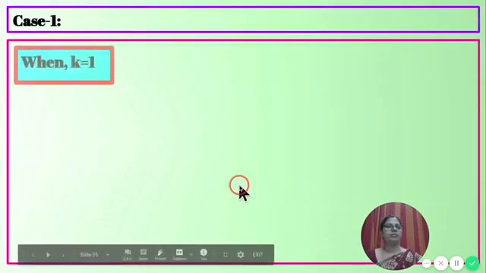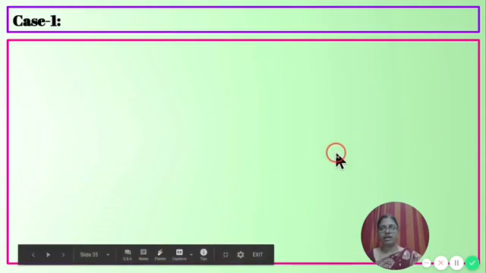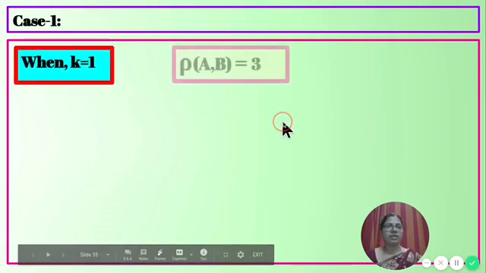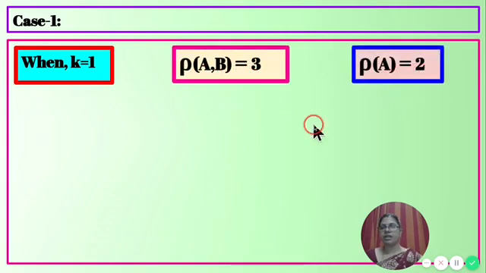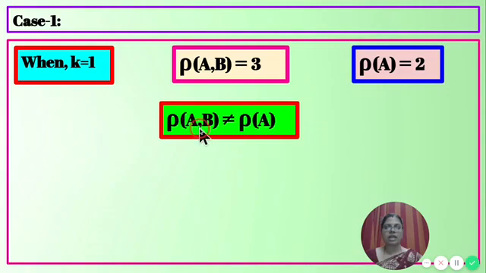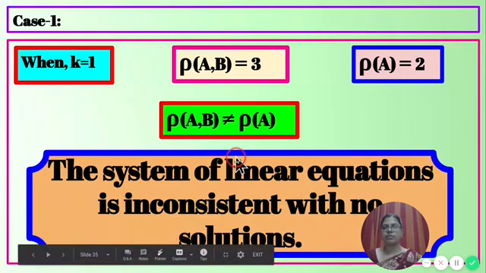For case 1, when k is equal to 1, rank of (A, B) is equal to 3, rank of A is equal to 2, rank of (A, B) is not equal to rank of A. The system of linear equations is inconsistent with no solution.